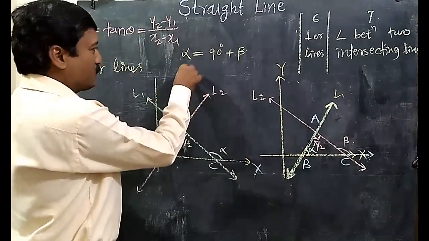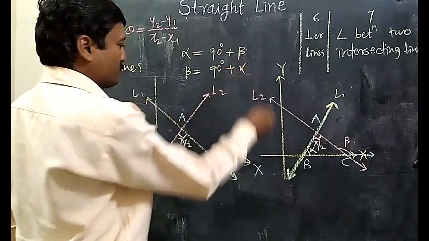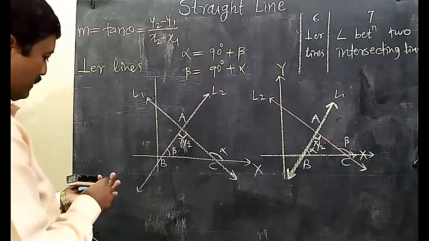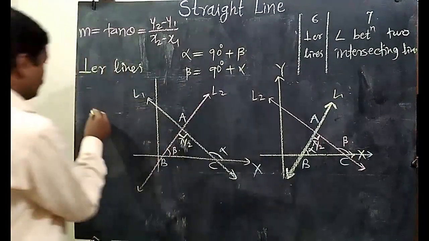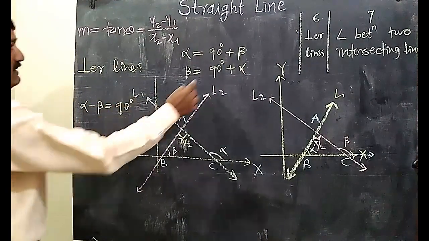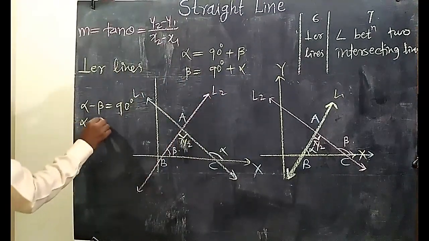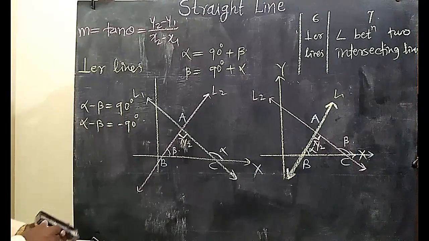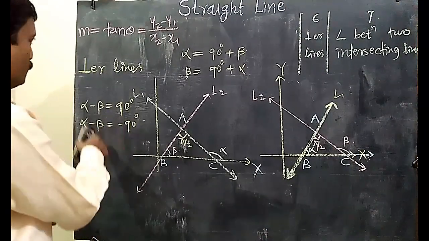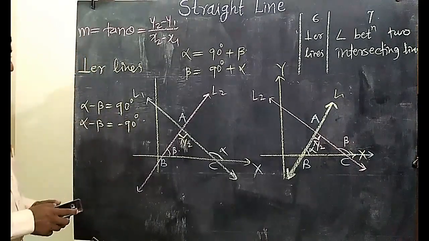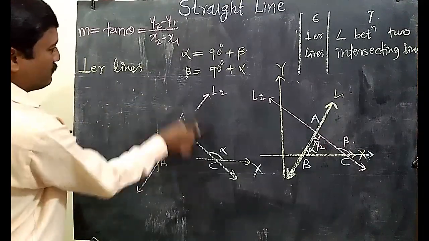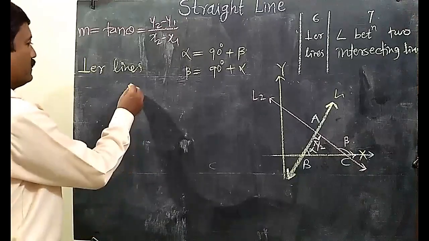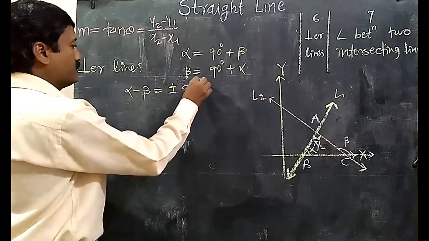In this case, we can write beta is equal to 90 plus alpha. So from these two cases, we can write a single general case: alpha minus beta equal to 90 degrees. Here, alpha minus beta is equal to minus 90 degrees. So alpha minus beta is either plus 90 or minus 90 degrees. Okay, let us move towards that result.